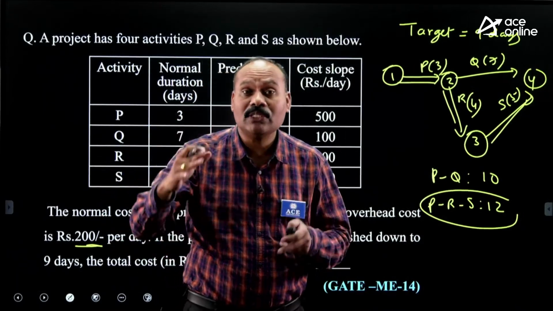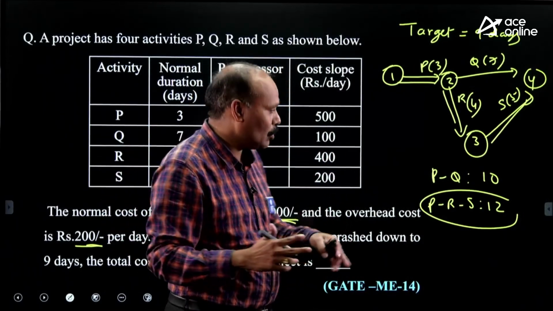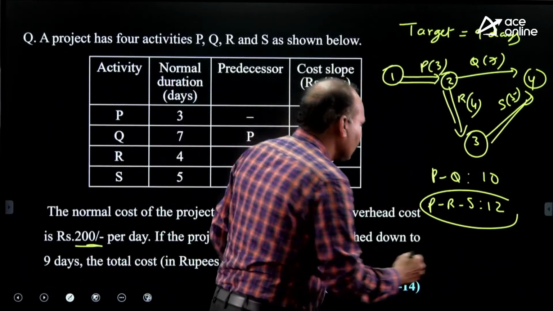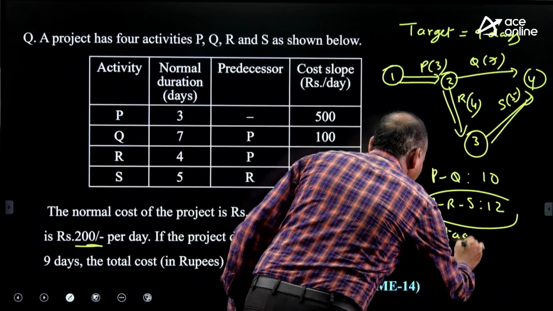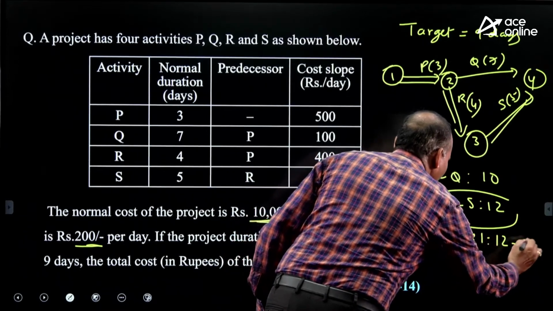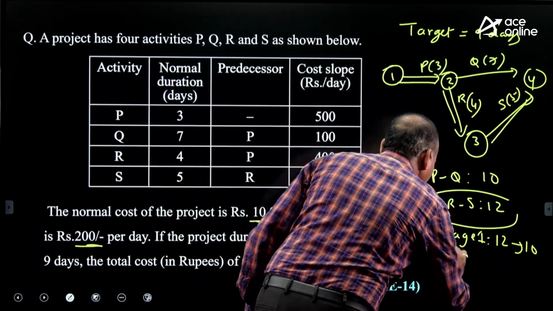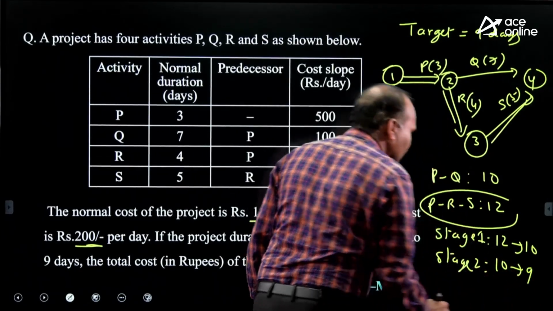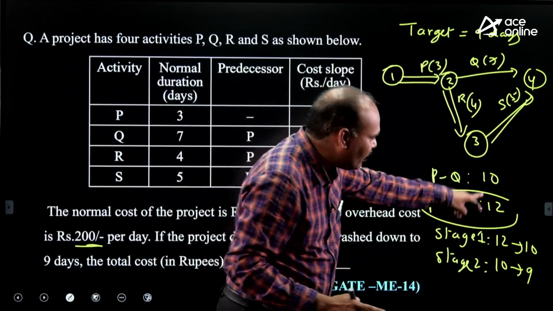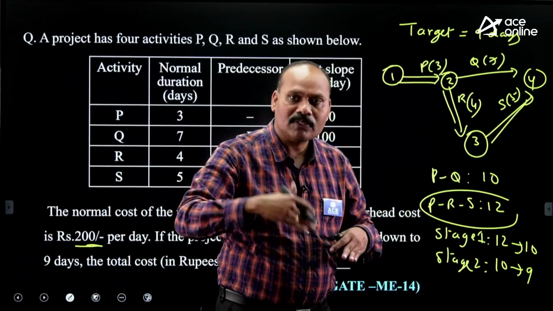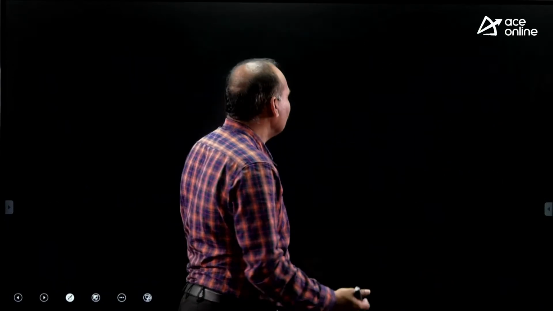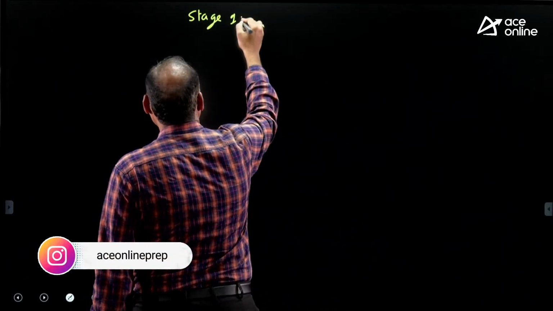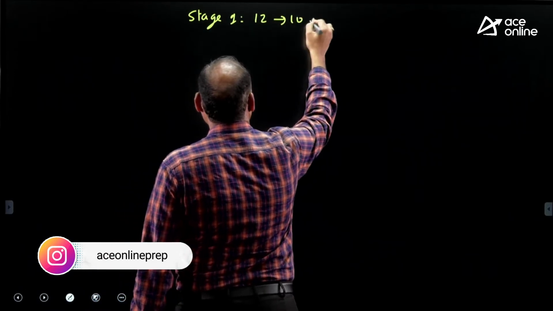So we can achieve the target in 2 stages. Don't go directly to 9. First stage, 12 to 10. In stage 2, 10 to 9, because my target is 9 and 10 is in between. So we can go 12 to 10 first, then 10 to 9. So stage 1 I am taking: stage 1, 12 to 10 days.